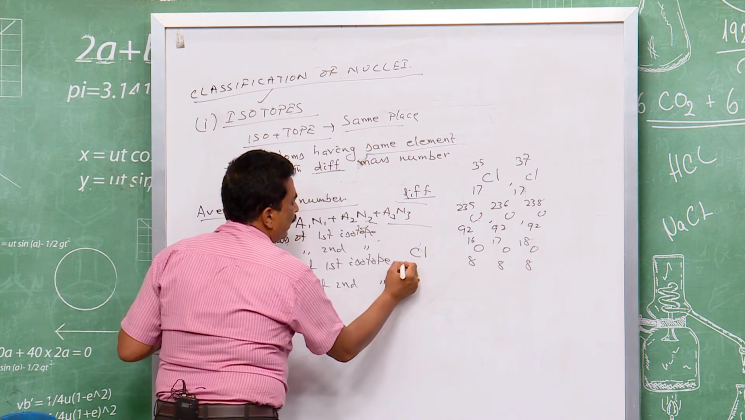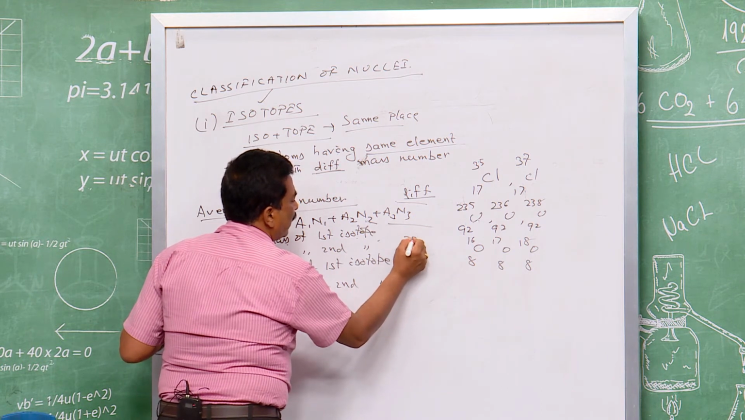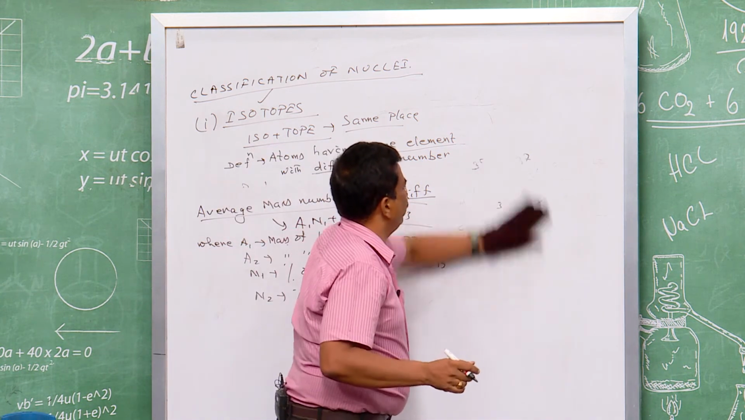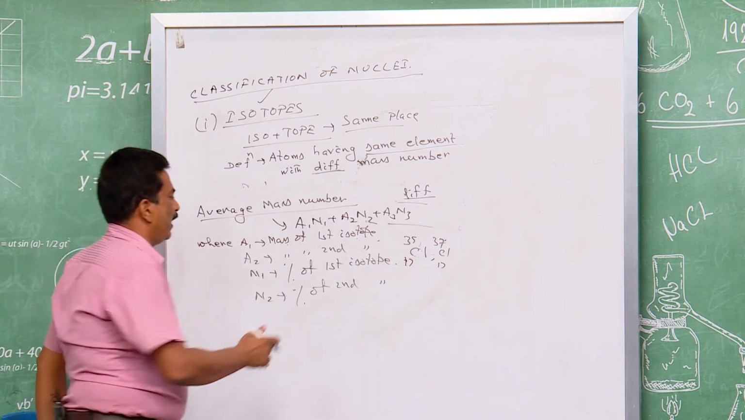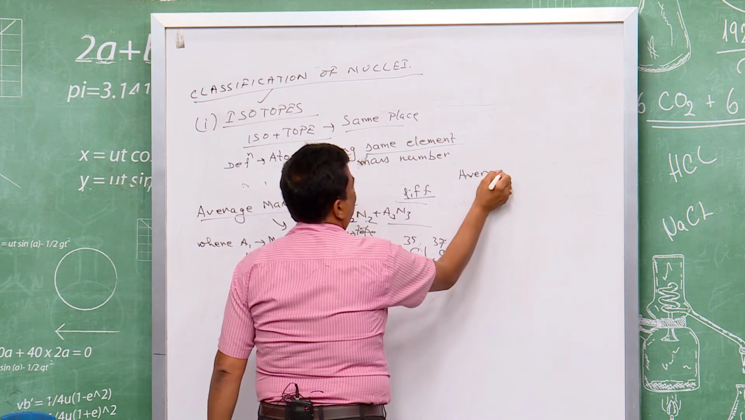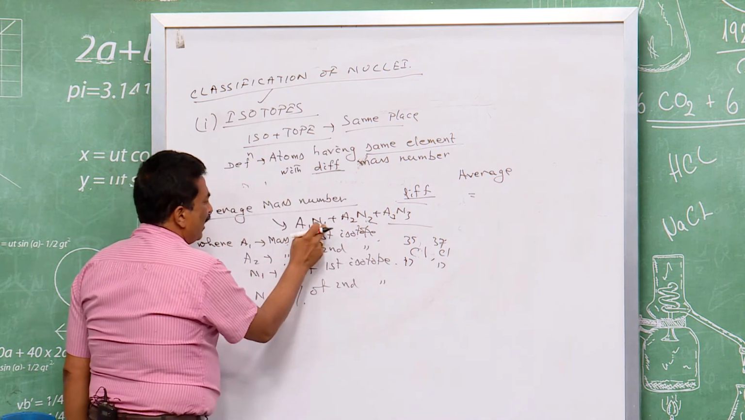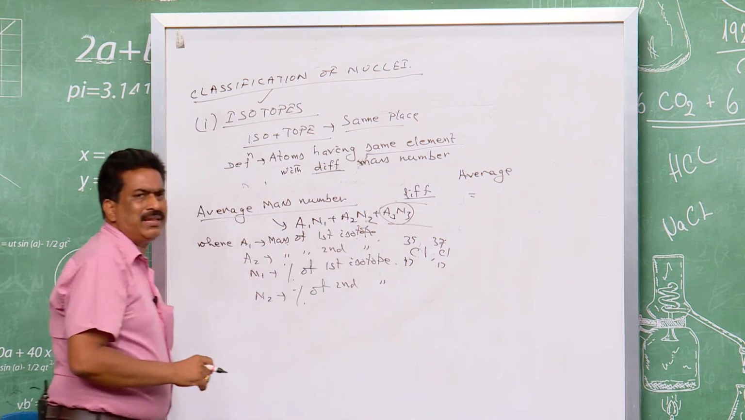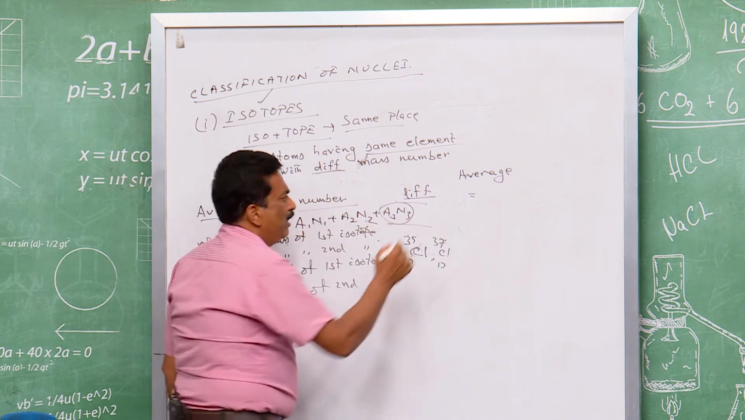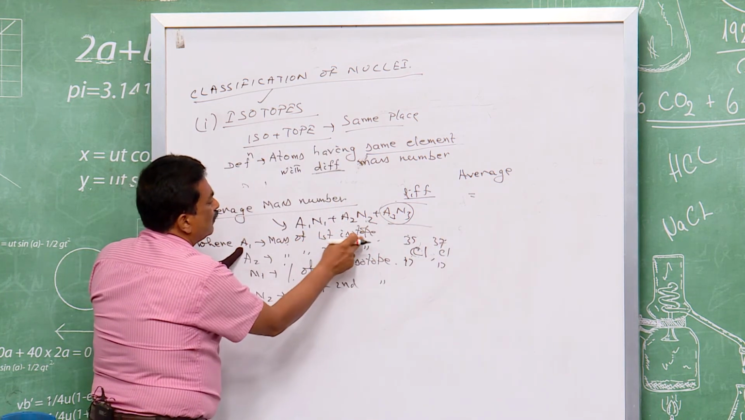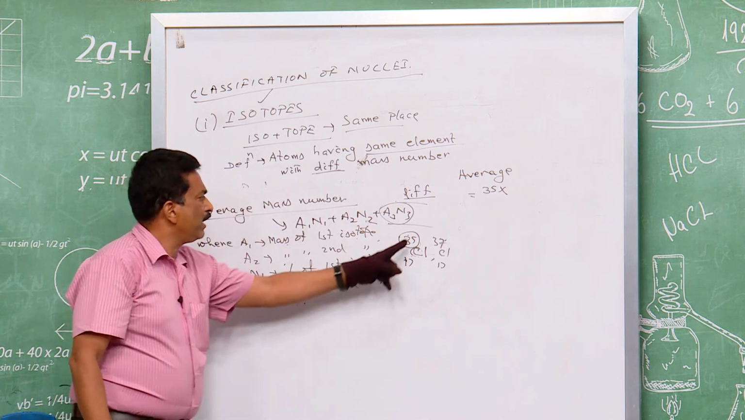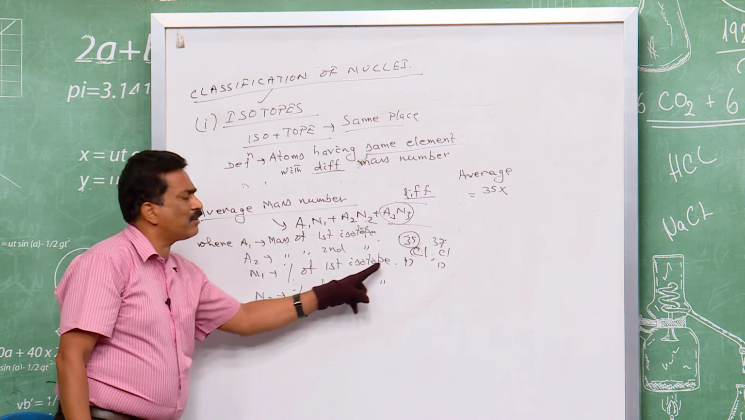Suppose we are going for chlorine 35 and chlorine 37, that is 17 35 and 17 37. So for this we are going to find the average. The average will be A1 N1. Here there is no question of A3 N3, because we are not taking a third isotope, only chlorine 35 and chlorine 37. A1 is the mass of the first isotope, which is 35, into N1, the percentage of the first isotope.